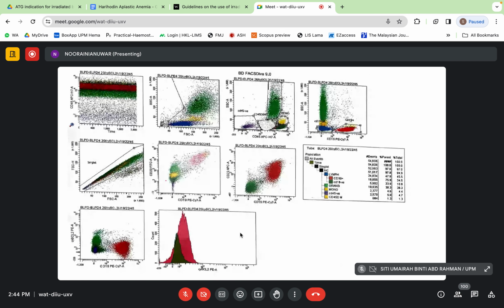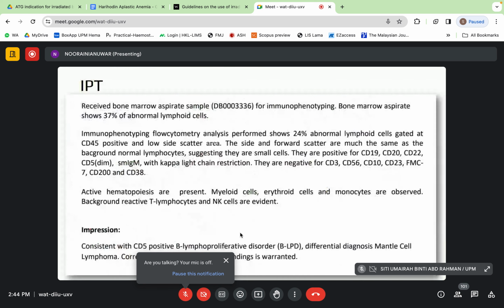Okay. All right. So this one is positive for CD22. CD22, yeah. Okay. Right.